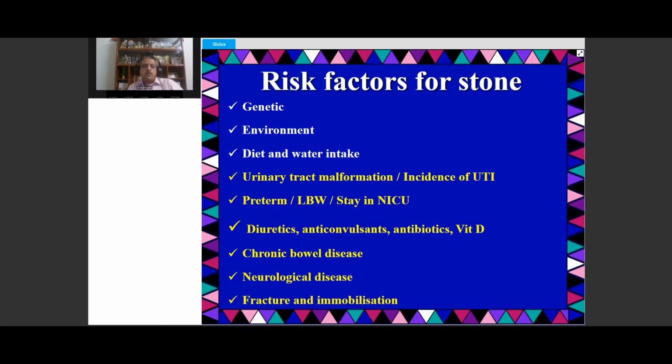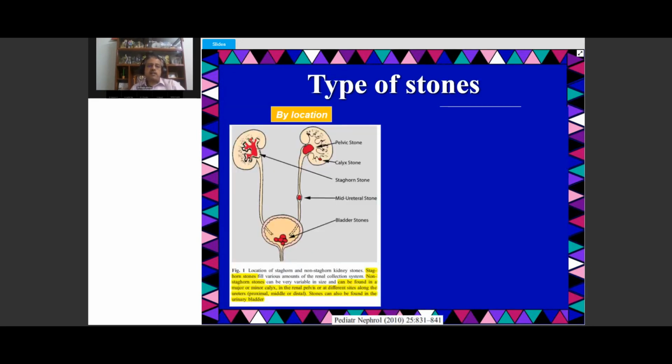Types of stones: we can classify them as staghorn or non-staghorn. Staghorn stones are those where the stone extends into the various calyces as well as the pelvis, whereas non-staghorn stones are relegated to one area. So you can have a calyceal stone, a pelvic stone, ureteric stones, or bladder stones.